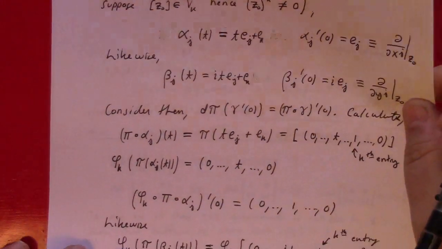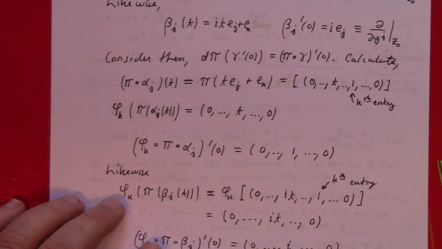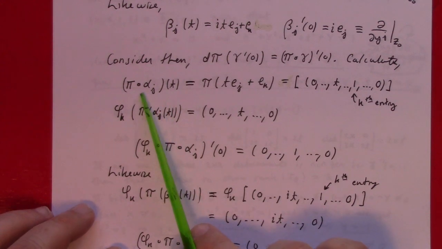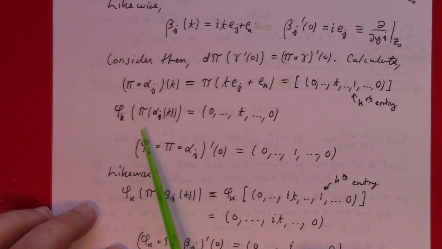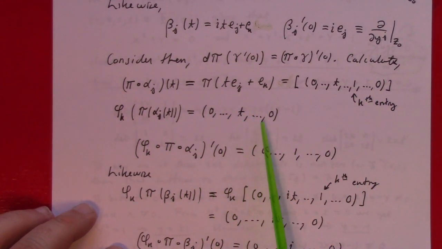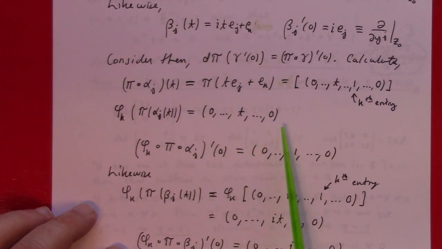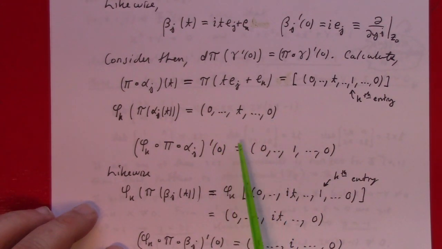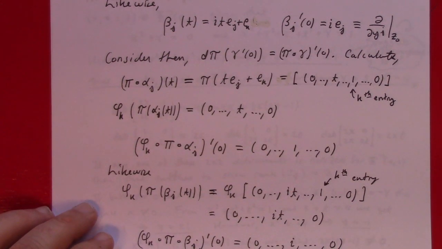Maybe you can't see it. Sorry, I don't know where I am. Yeah. So when I look at the composite of pi with alpha_j, I get this, which gives me that. And when I take phi_k of that, I just get 0, 0, 0, t, 0, 0, 0, t over 1, because there's 1 in the kth entry, so that's what this sorts out to, which means that when I differentiate it, I just get a 1 in one spot. And likewise, when I do it for the jth one, I get an i in that one particular spot.